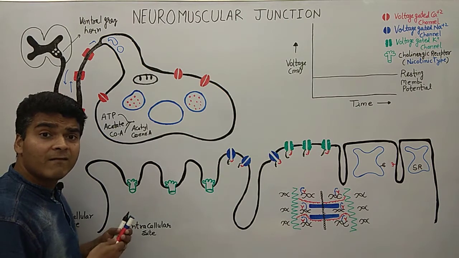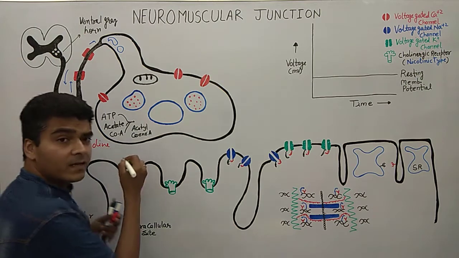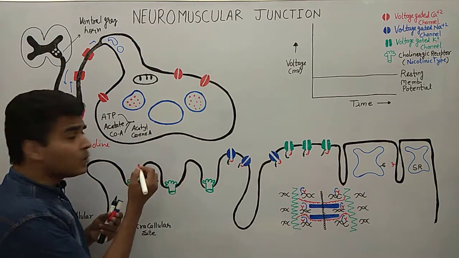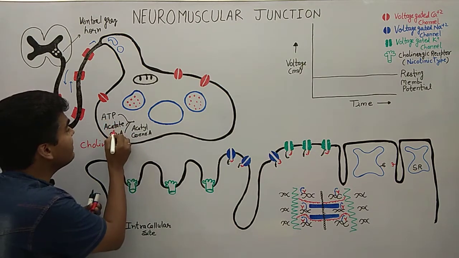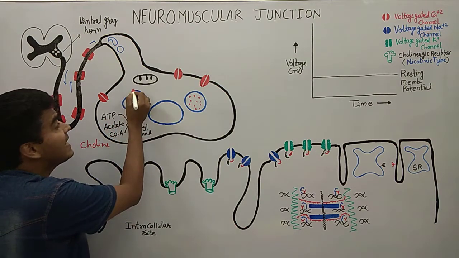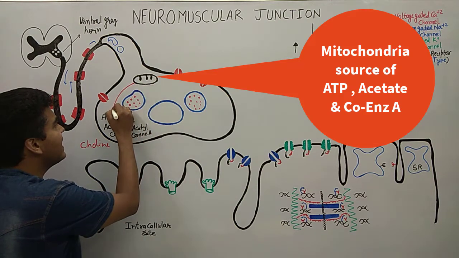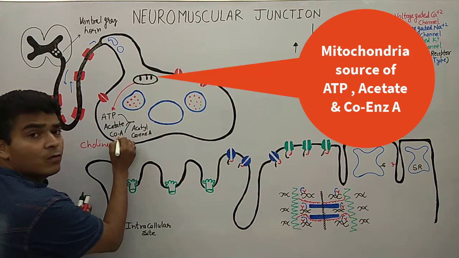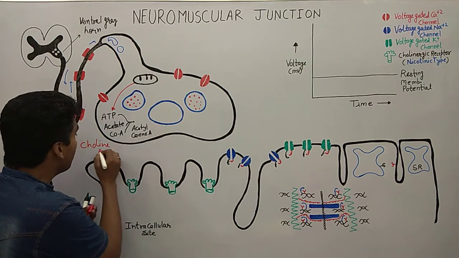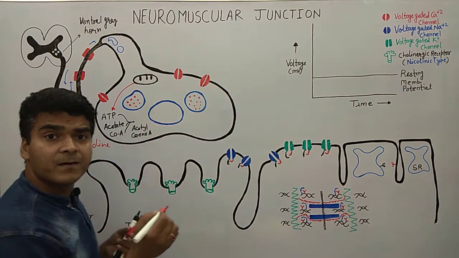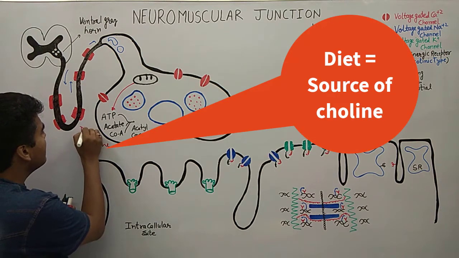And we also have choline. Clear? So the first question is, from where are we getting ATP, acetate and coenzyme A? We are getting them from the mitochondria. This is a mitochondria, and we are getting ATP, acetate and coenzyme A from it. Then we are forming acetyl coenzyme A. Now we have choline, and from where are we getting choline? We are getting it from diet.